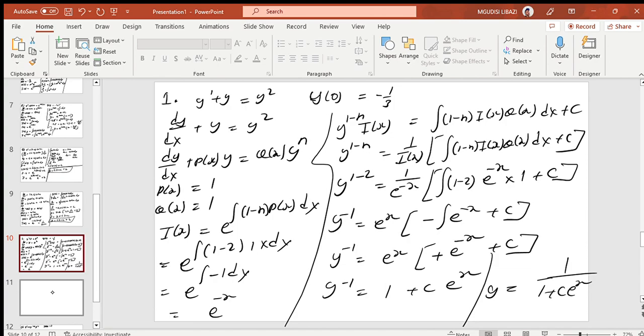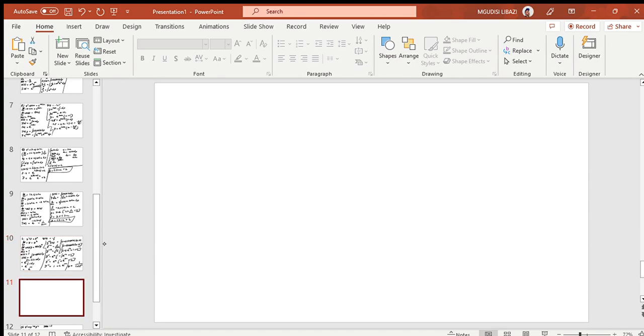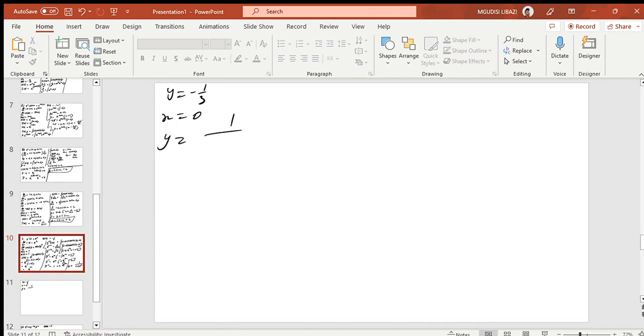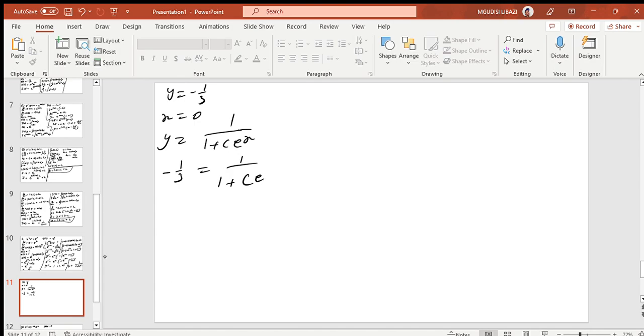So we have y of 0, which is equal to negative 1 over 3, meaning that y is equal to minus 1 over 3, and then x being equal to 0. And then we have found that y is equal to 1 over 1 plus c e raised to x. That means in place of y put negative 1 over 3, which is equal to 1 over 1 plus c e raised to 0, which is going to be 1. We get negative 1 over 3, which is 1 over 1 plus c, and then negative 1 over 3 into 1 plus c is equal to 1.